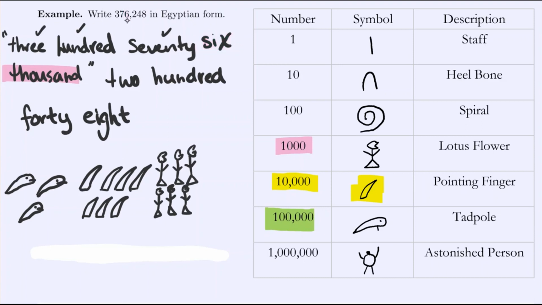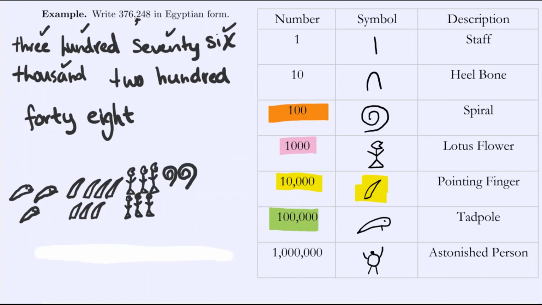We have expressed the fact that we have 376,000. And now we just need to finish the second part of our number, which is 248. Now, continuing that, we know we have 248, so we're going to look at the 100s. To represent 200, you just need to write 2 of these spirals. And there we've got the 200.